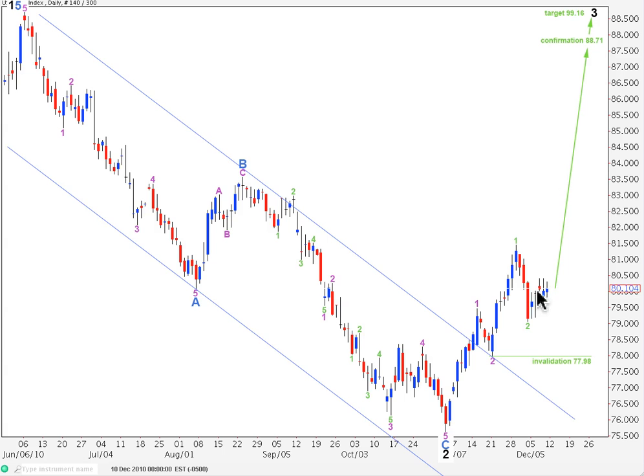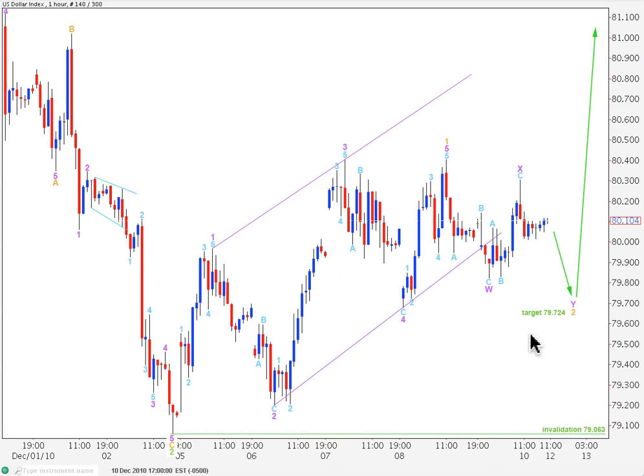Taking you now to the hourly chart, where this green 2 down here is this green 2 down here. Here was the end of our zigzag to the downside for green wave 2. And now within green wave 3, I expect for the first wave within it, we have the end of a contracting leading diagonal with a 1, 2, 3, 4, 5.